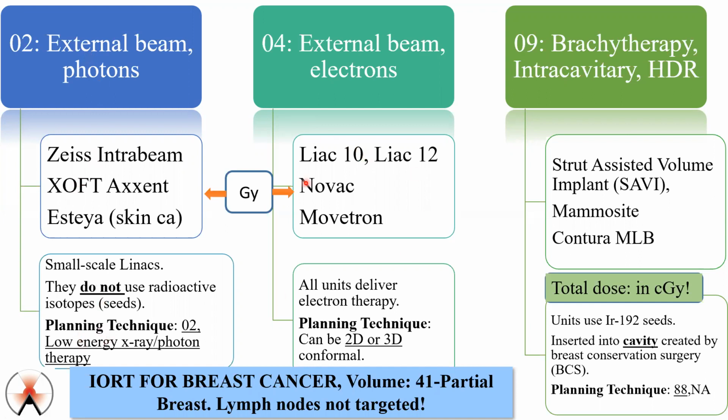If your facility has this type of equipment, all of these deliver electron therapy only. So here's your modality code, your planning technique. If your facility uses any of these equipment, then there is your modality code, and here is your planning technique code. Pretty straightforward, but you have to know the equipment that's used at the facilities that you code for.